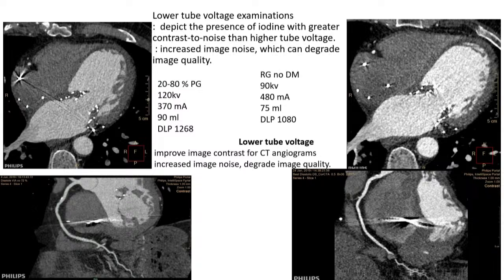So as I mentioned earlier, if you use lower kVp, you would detect the iodine better, with better contrast to noise ratio than higher kVp. Okay? So this is just an example of using 120 kV versus 90 kV. With lower kV, closer to the edge of the iodine, you get more signal. Okay, you can see it's a little bit brighter, right?